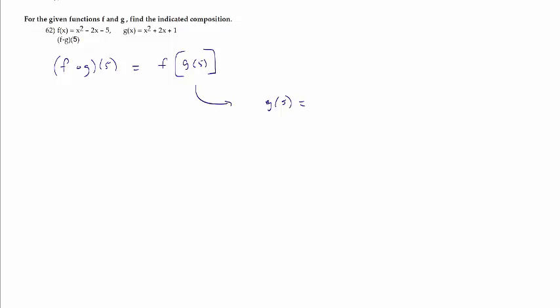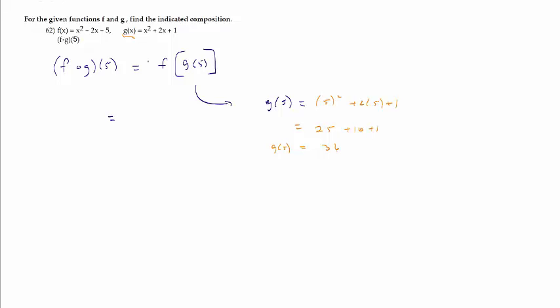So we go up to our g function. And wherever I have an x, I'll plug in my 5. So I get 5 squared plus 2 times 5 plus 1. And so this will give us 25 plus 10 plus 1, or 36. So that's what g of 5 is equal to.